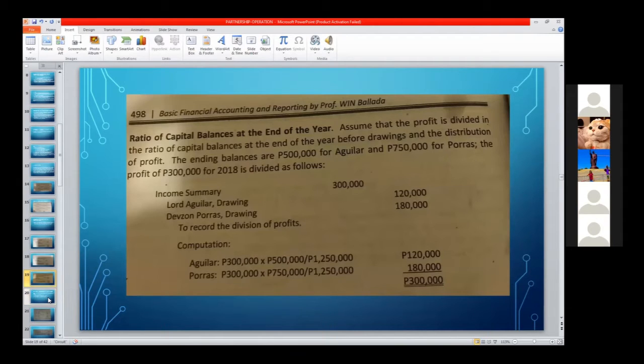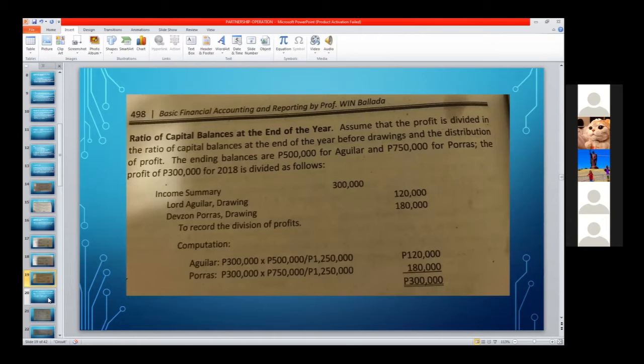So yung ratio of capital balances at the end of the year. Kung kanina at the beginning ng year, ito naman at the end. Assume that the profit is divided in the ratio of capital balances at the end of the year. Before drawings and distribution of profit, the ending balance are 500,000 for Aguilar and 750,000 for Porras. Yung profit, same din, 300,000. So dito, makikita na yung entry is same lang din. Kaya lang, yung amount ni Aguilar and Porras is magkaiba.